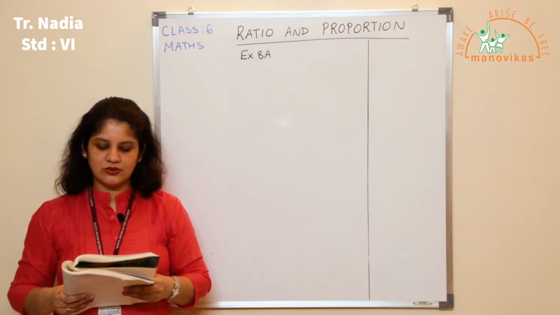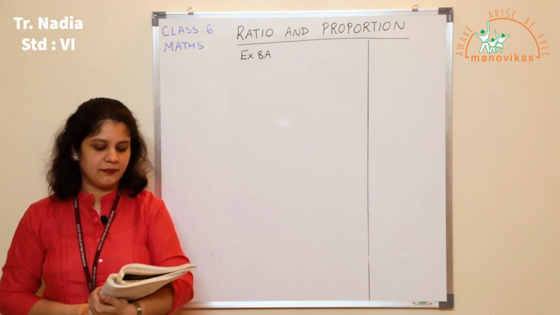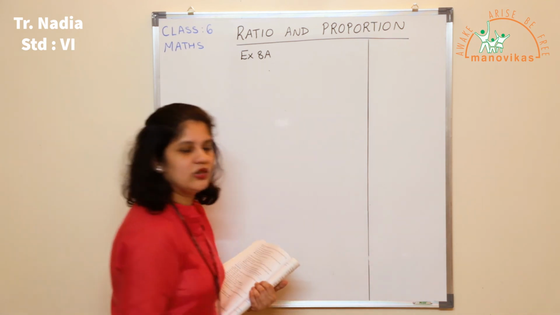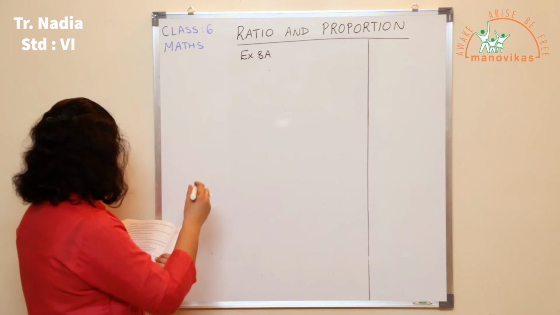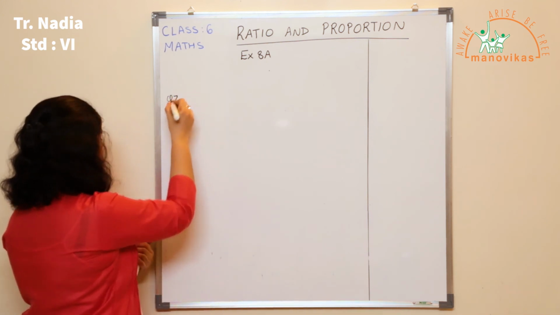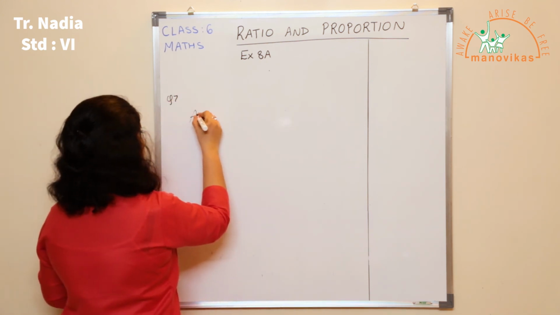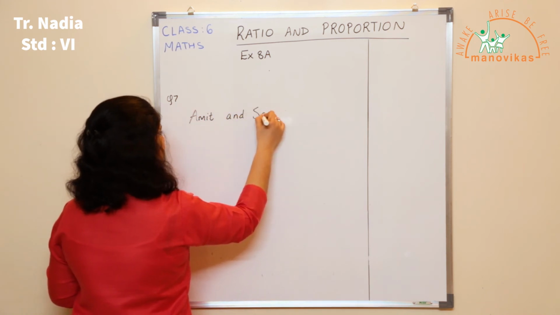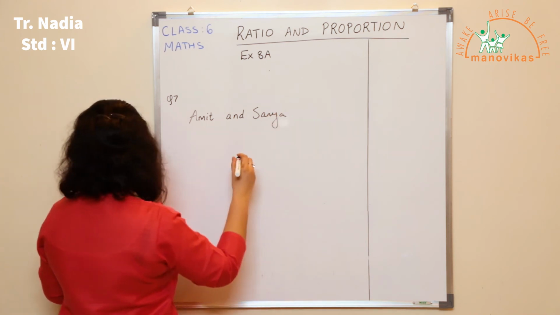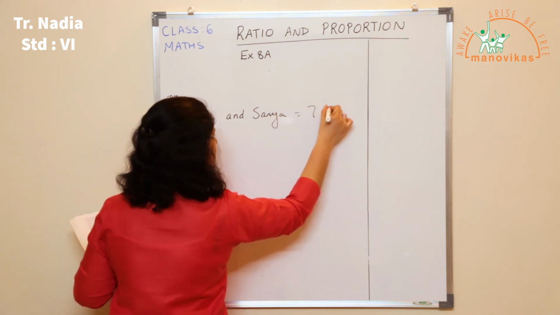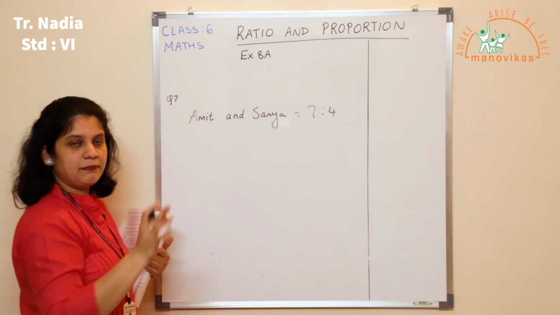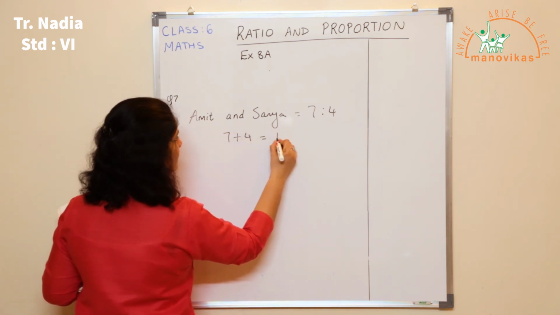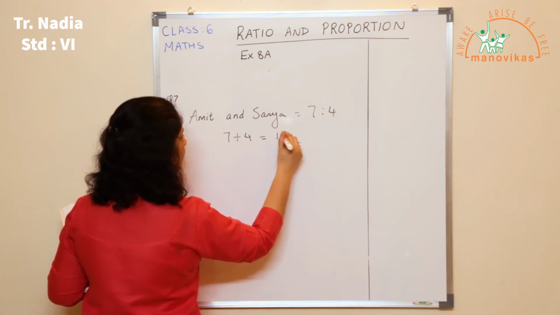Divide rupees 1155 between Amit and Sania in the ratio 7:4. I have a total of 1155 with me. I have to divide it between 2 people, Amit and Sania, in the ratio of 7:4. Okay, first step, add the 2 ratios. So 7 plus 4 I will add, the total is 11.